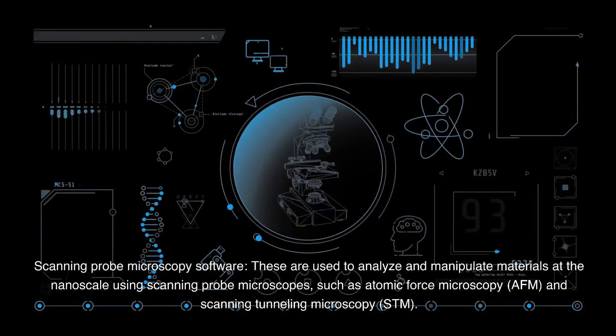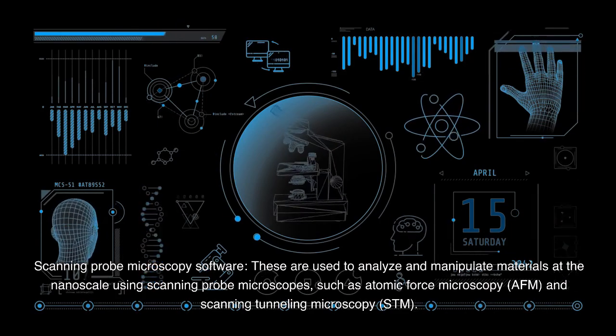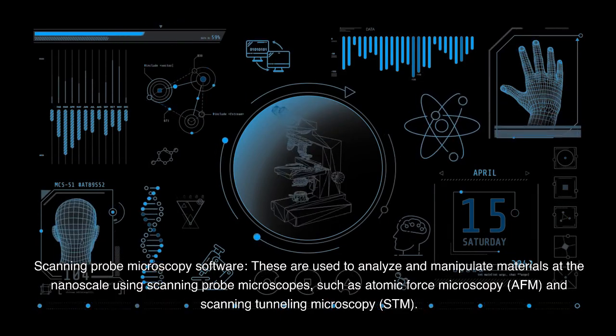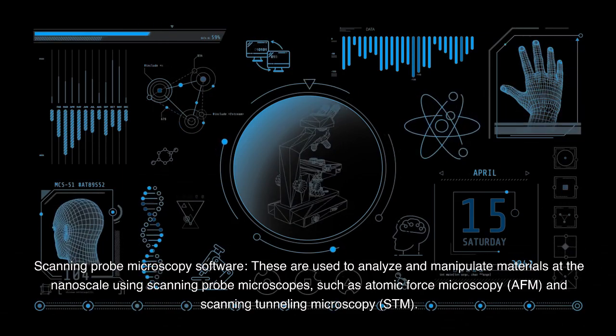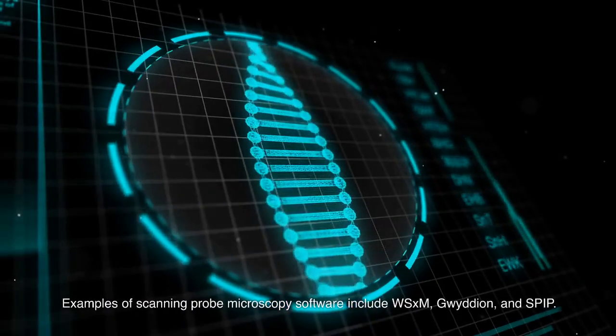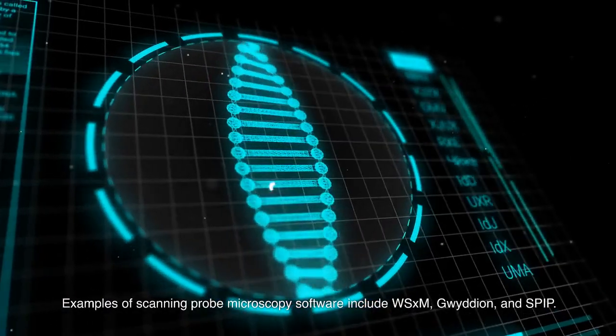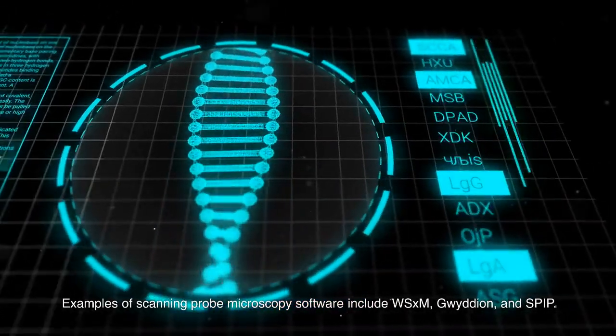Scanning probe microscopy software. These are used to analyze and manipulate materials at the nanoscale using scanning probe microscopes, such as atomic force microscopy (AFM) and scanning tunneling microscopy (STM). Examples of scanning probe microscopy software include WSxM, Gwyddion, and SPIP.